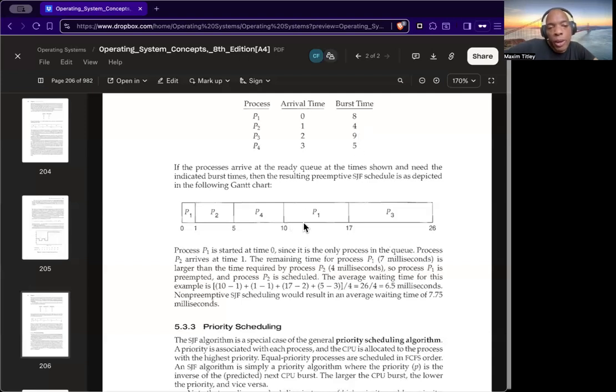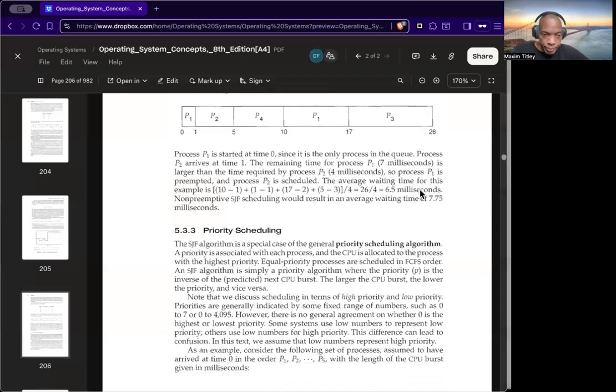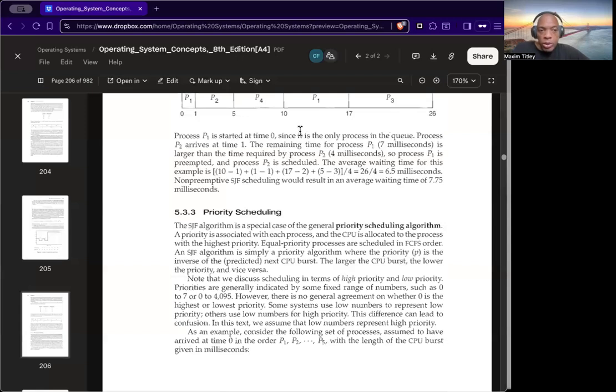So process 1 is going to go back to running. It's going to take up the remaining 7 seconds and land at 17. And then finally, process 3, which takes up 9 seconds or milliseconds, however you want to look at it. It's going to start running at time 17 and finish at time 26. So process 1 started at time 0. But notice that the average waiting time is going to be a bit different because process 1 now became a process that had to wait. So here's how we do the calculation.